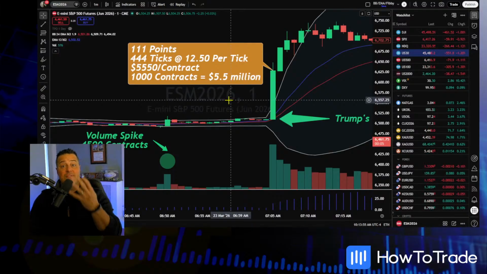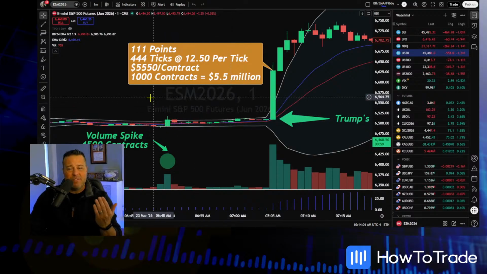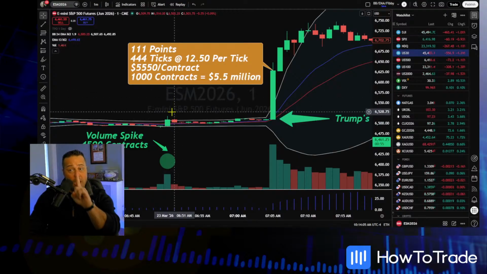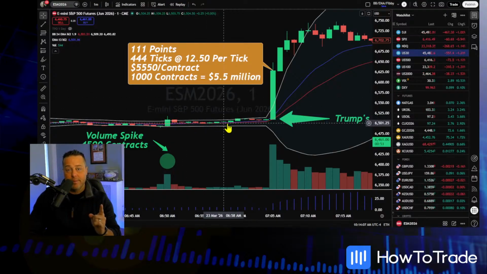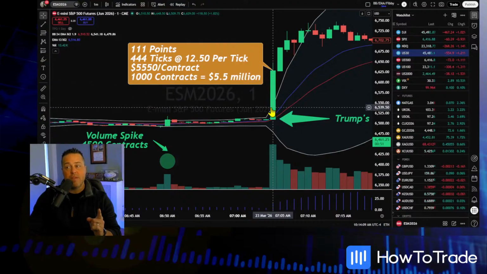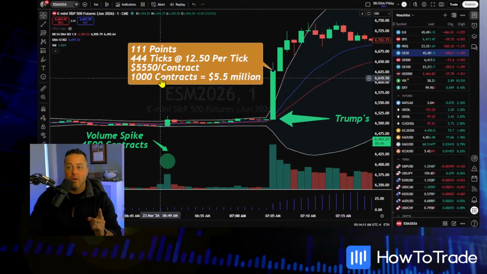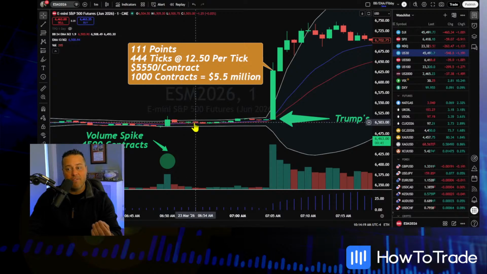4 ticks a point, 444 ticks at $12.50 per tick. That's a $5,550 move. Okay, $5,550 move on one contract, one. For about what? 20 minutes of work? 1,000 contracts was worth $5.5 million. Right there, take a look. They traded 4,500, and that's not counting all the folks that were going long right in here too.